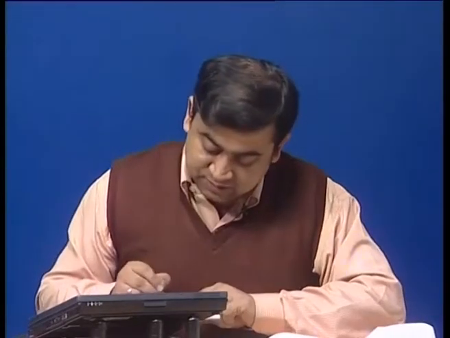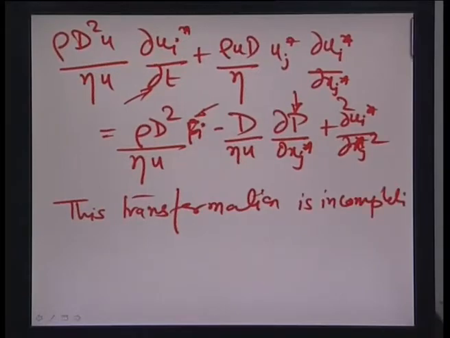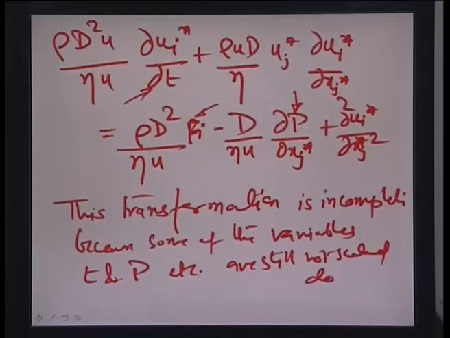So, we will say that this transformation is incomplete because some of the variables, like let us say temperature, pressure, etc., are still not scaled down. And for doing that, we would go ahead and try to see how we can represent these variables.